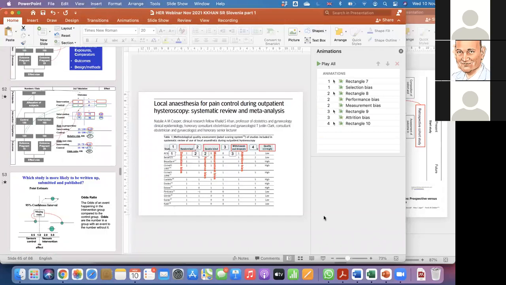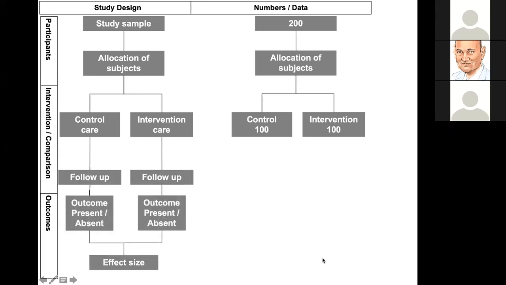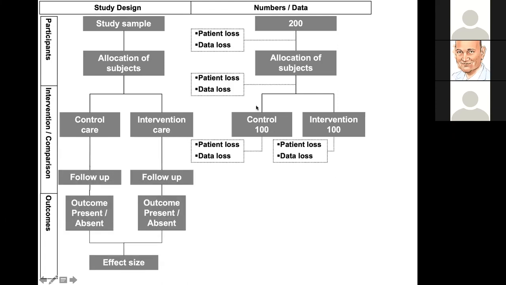You will remember that I presented this slide earlier in the calculation of effect size. And I reminded you that in any study, there are patient or data losses. And in this example, I explained to you that we will assume that nobody is lost. And I also said this is a hypothetical example. In real life studies, generally, there is an element of patient or data loss that is unavoidable despite all the efforts made by researchers. So these patients or data lost in a study are what cause attrition bias.